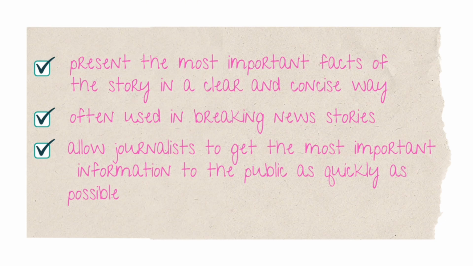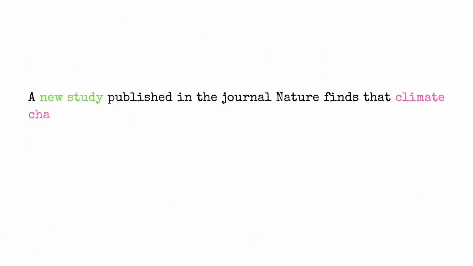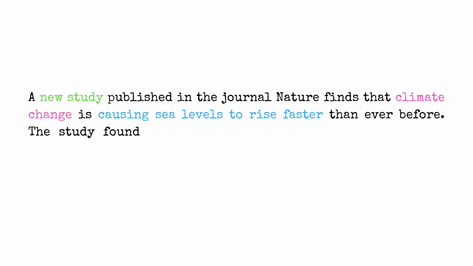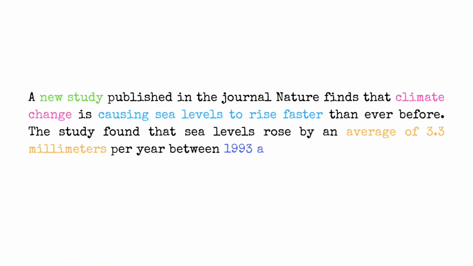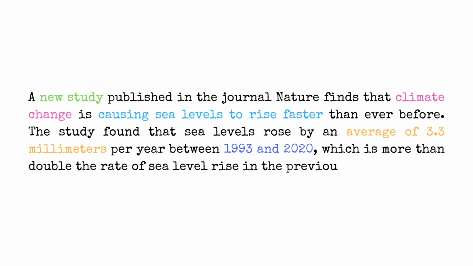For example, a new study published in the journal Nature finds that climate change is causing sea levels to rise faster than ever before. The study found that sea levels rose by an average of 3.3 millimeters per year between 1993 and 2020, which is more than double the rate of sea level rise in the previous century.